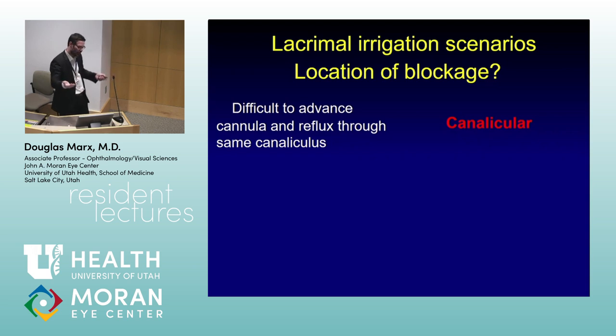So you go in, let's say you only get in like 3 millimeters, and you can't go any farther, and then you try to irrigate, it just comes right out that same canaliculus, or that same punctum that you were in, right? And that means you have some canalicular scarring. So what are your options to fix that? Picture lower, and they're tearing like crazy. You have two options, really.